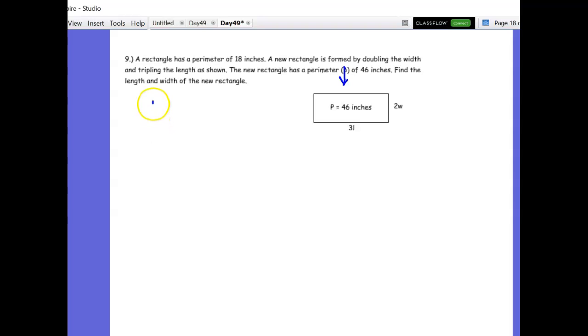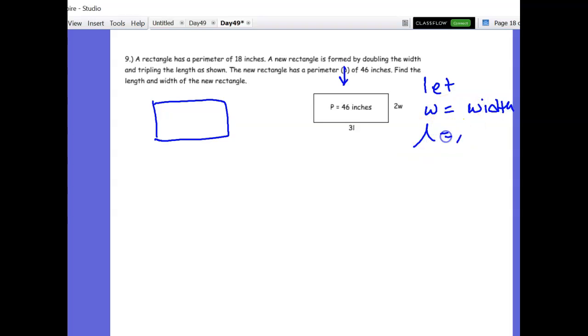So let's look at the original rectangle first, okay? So it looks like our let statement, they already had our W be the width, okay, and our L is the length, okay? All right, so be careful. This is actually an L here, 3L. Okay, so if we had the length and the width here, the original rectangle, the perimeter would be 18 inches, right? So it's 18 inches. Okay, what does that mean? Okay, we've got our let statement.